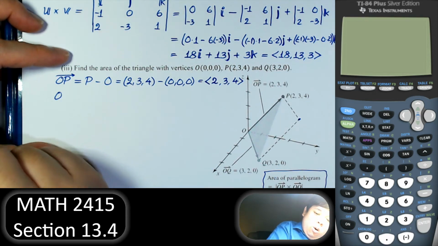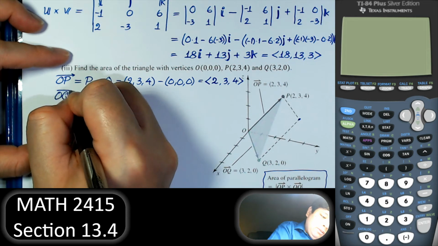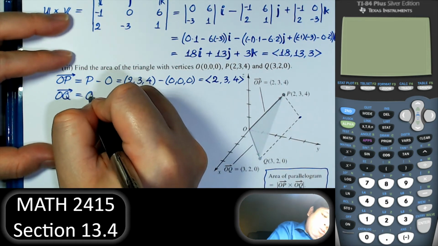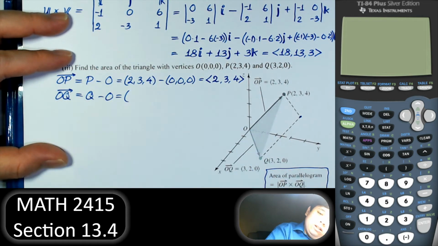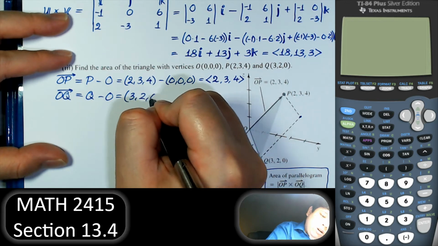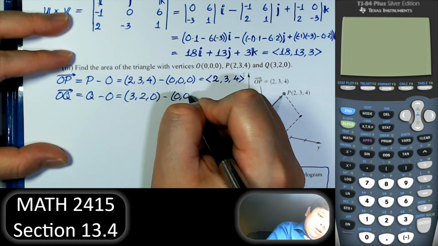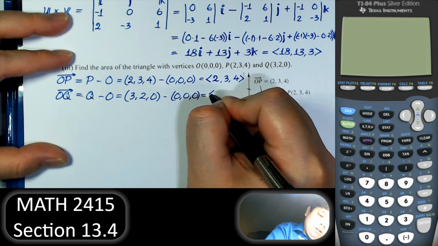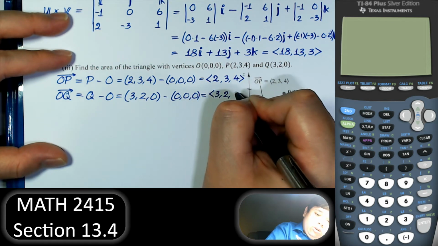Right, OQ, Q minus O. 3, 2, 0, minus 0, 0, 0. That gives 3, 2, and 0.